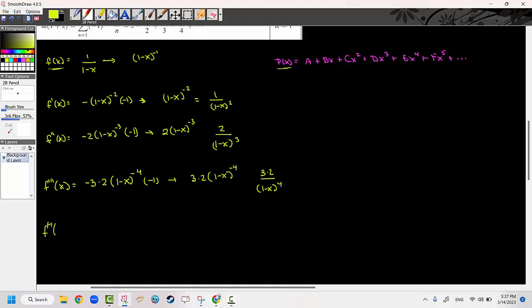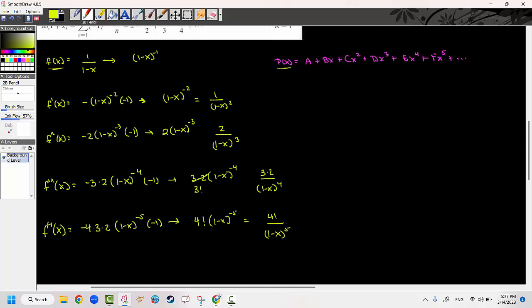If I take my fourth derivative, I'm going to take the derivative from here: negative 4 times 3 times 2 times 1, times 1 minus x to the negative 5, times negative 1 for the chain rule. And that's actually going to become 4 times 3 times 2 times 1, which is 4 factorial. In fact, I could call this guy 3 factorial times 1 minus x to the negative 5, which then becomes 4 factorial over 1 minus x to the 5th power.